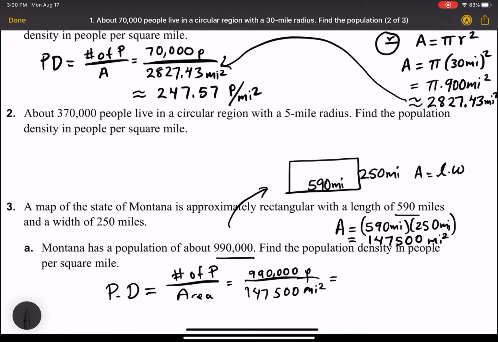147,500, and you get approximately 6.71 people in every square mile. Compare this to the answer that we got for Pomona, which is approximately 6,600 people in each square mile. So you can tell that the population density of Montana is really, really small. There's not a lot of people in the state of Montana.